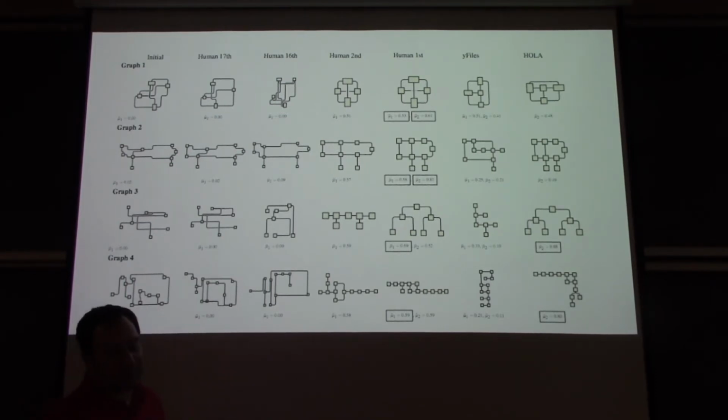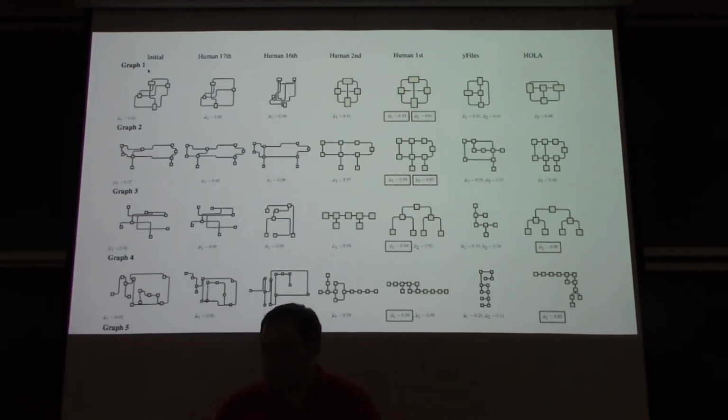Here you see this initial layout that they gave to subjects. Then here's the worst layout that was created by a human. You can see basically that this human hasn't changed that much. Here's the second worst layout created by a human. Here's the second best, and here's the best layout created by a human. So you can see the gamut of how much effort people put into this layout. And here's the previous algorithm, and this is their algorithm.